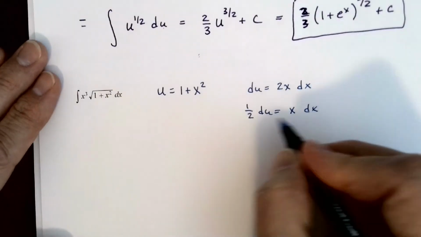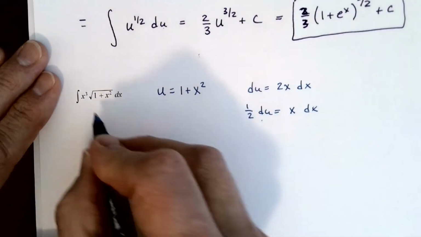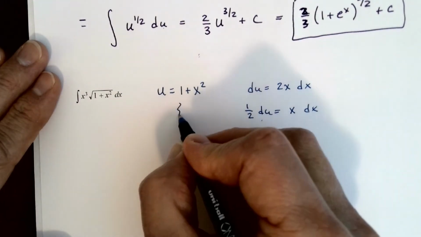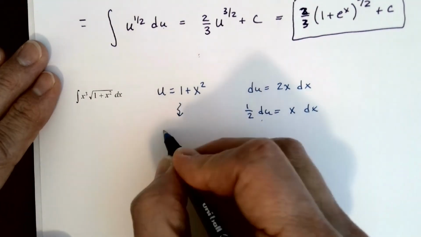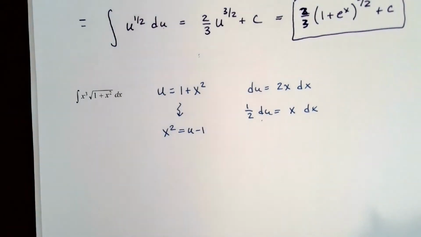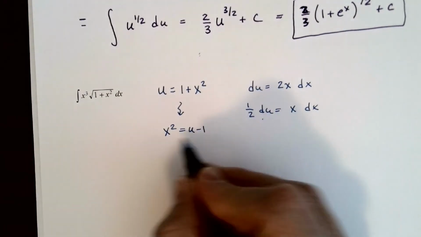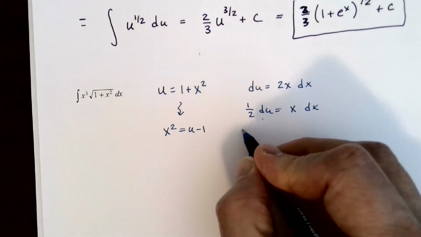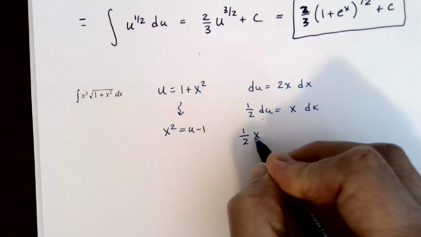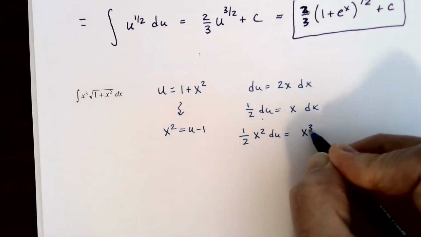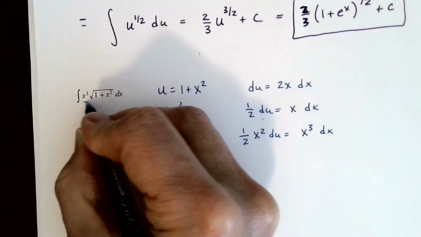Now, if you say multiply both sides by x squared, which would give me my x cubed dx, you could do that. But what is x squared? Notice right here that if I subtract 1, x squared is equal to u minus 1. Right? And so that would be an important relationship. So if I multiply both sides by x squared, I get 1/2 x squared du equals what? x squared times x dx, which is my x cubed dx.